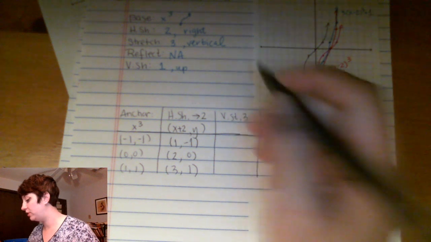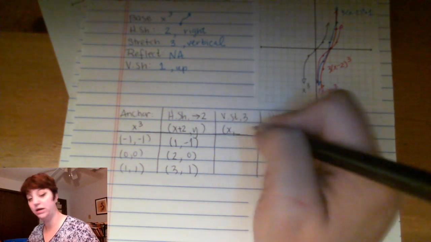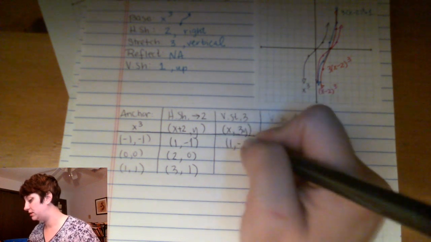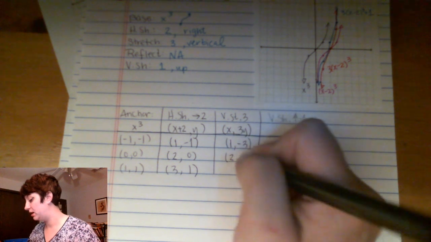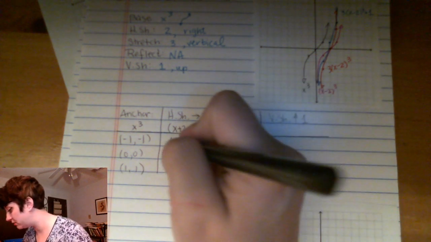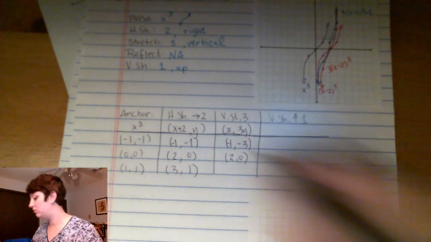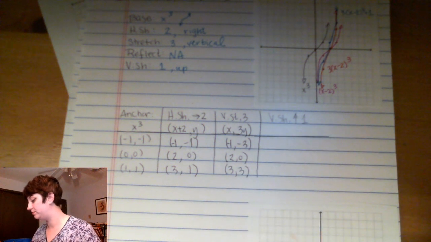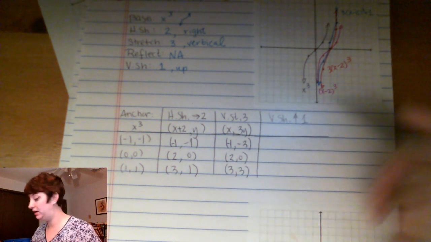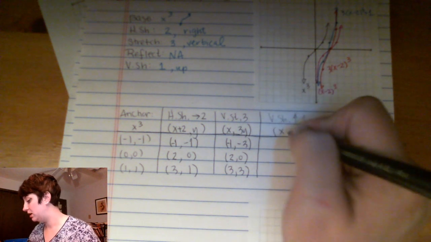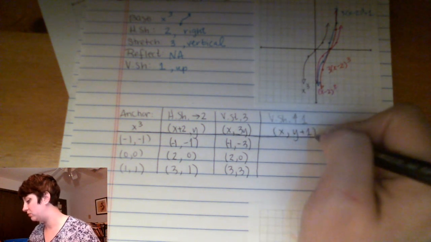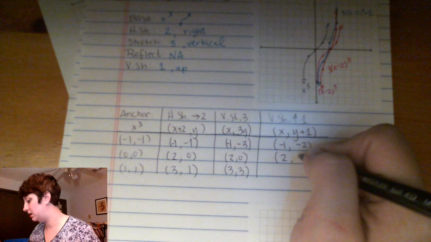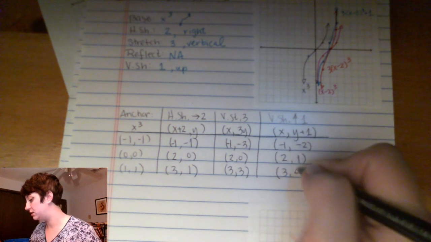Vertical stretch by 3, that means, because it's vertical, x stays the same, y you multiply by 3. X stays the same, y multiply by 3. Okay, finally, vertical shift up 1. X stays the same, add 1 to y, for each of the points.